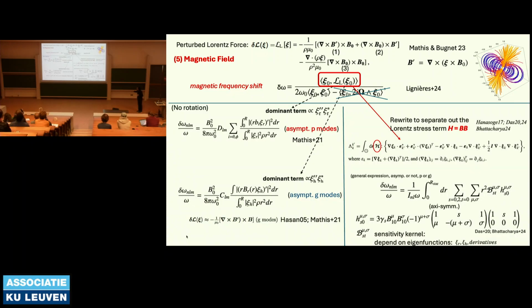We have the term here, which, okay, using integration by parts, this two term becomes the psi r derivative squared, just like this. This is for P modes. For G modes, the dominant term is the horizontal displacement. So we have a similar expression, which is the horizontal displacement derivative squared here. And all the angular integral has been included in the constant c here.